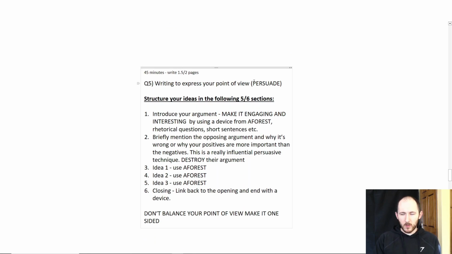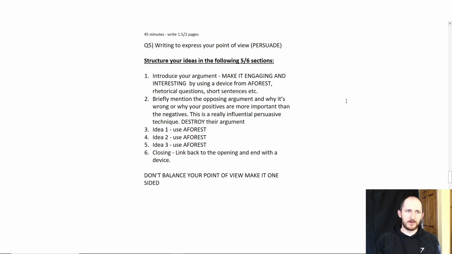So, 1.5 or 2 pages is what I recommend. Of course, if you have massive writing, you might have to write a bit more. But here is the kind of breakdown of the paragraphs. I would recommend 5 or 6 sections. And the reason why I say 5 or 6 is because number 2 is optional. But let's go through in order.